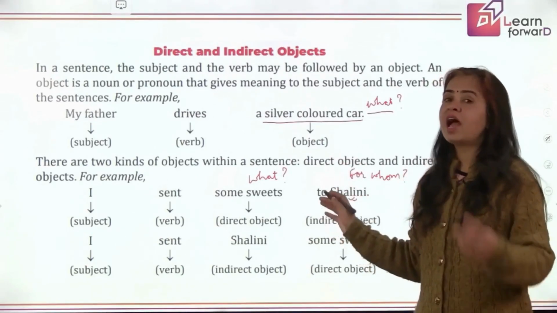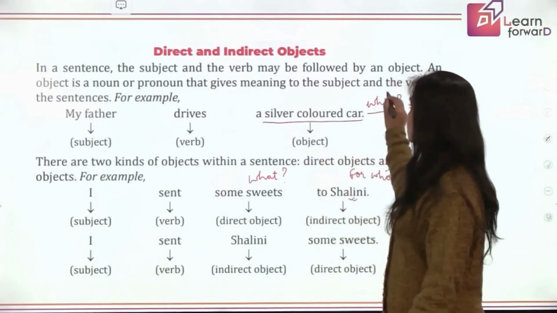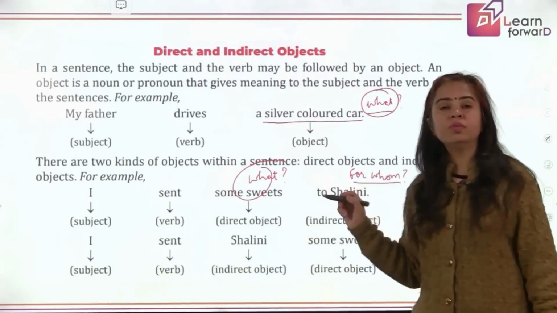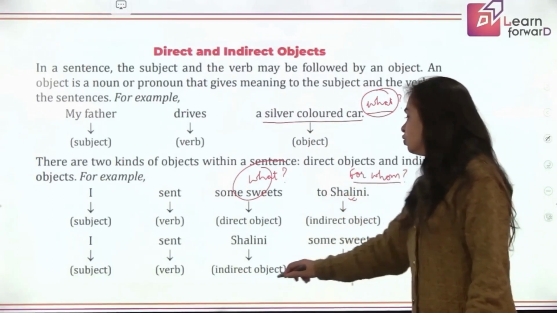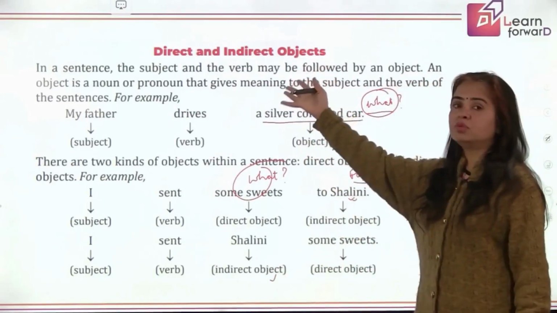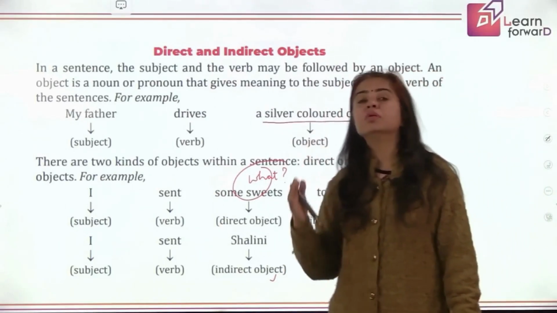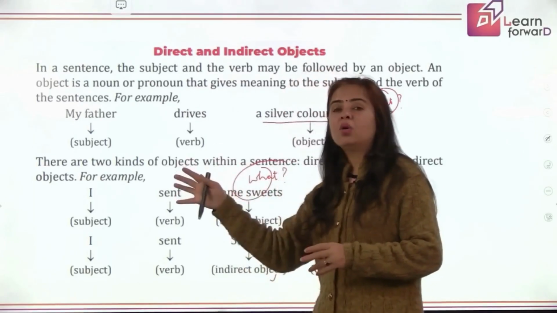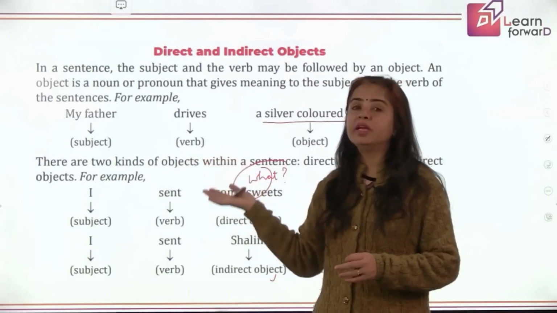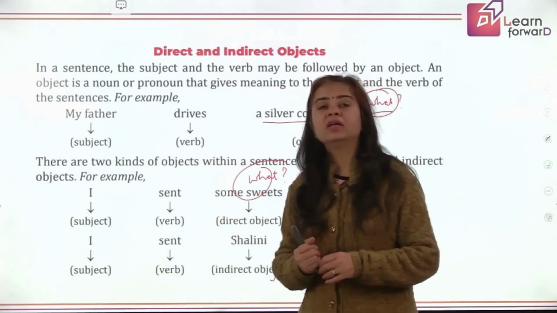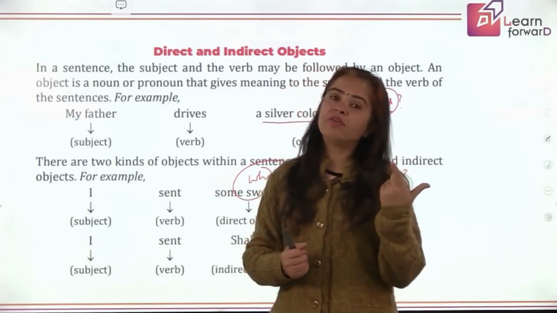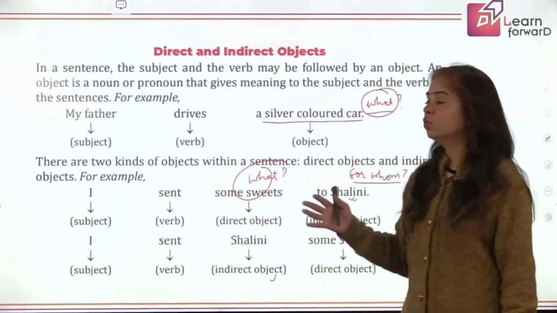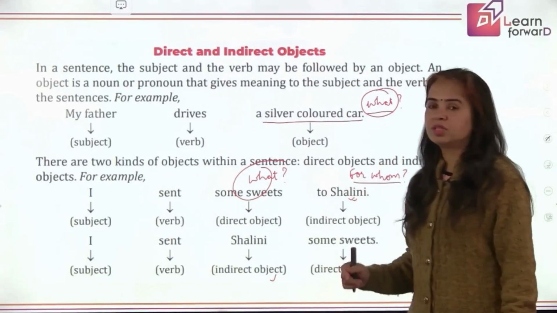So in this, we have two objects. The objects that give an answer to what are called the direct objects. And the objects that give an answer to for whom are called indirect objects. So we have two types of objects, the direct object and the indirect object. They support the verbs in completing their sense and give the complete meaning to the transitive verbs, right? What you have to remember is, if they give an answer to what, then they will be direct object, and if they give an answer to whom, then that is indirect object. Is that clear to you?